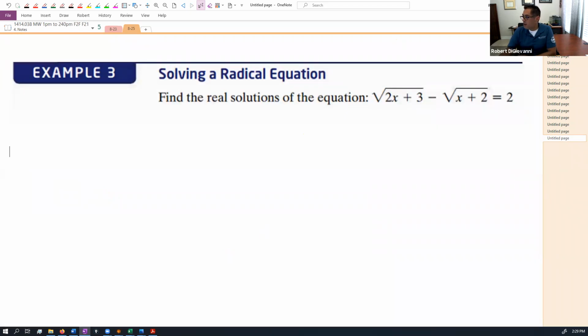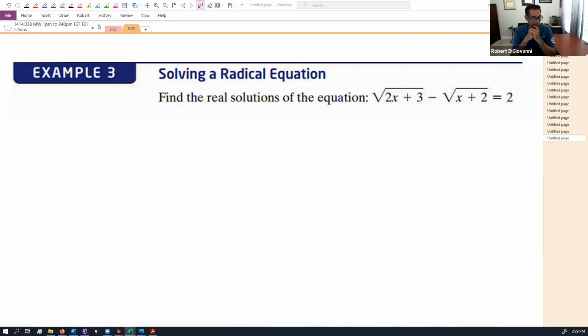Solve the radical equation. All right, Lorena. Is Lorena here? Yes. Okay, Lorena. Where is Lorena? Oh, there you are. Okay, Lorena. This is a radical equation.